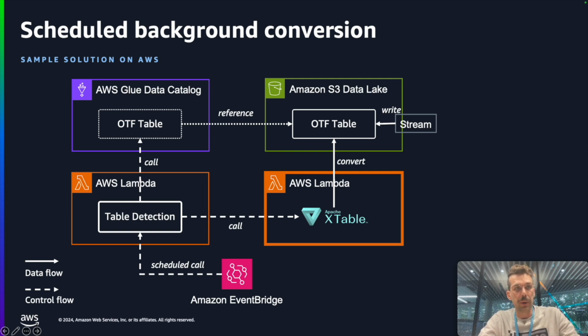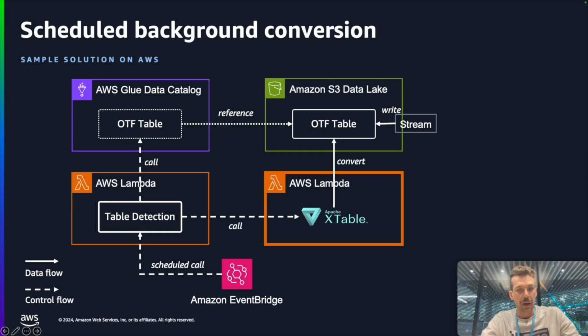AWS Lambda, by the way, is a serverless compute environment where you only have to define your function code along with some configuration options. Amazon EventBridge, for those of you who don't know, is a serverless event bus that helps you receive, filter, transform, route, and deliver events, but can also, and that's what we are using here, generate scheduled events.